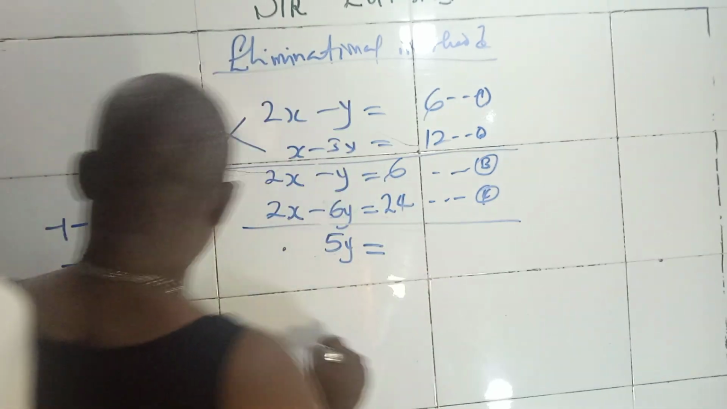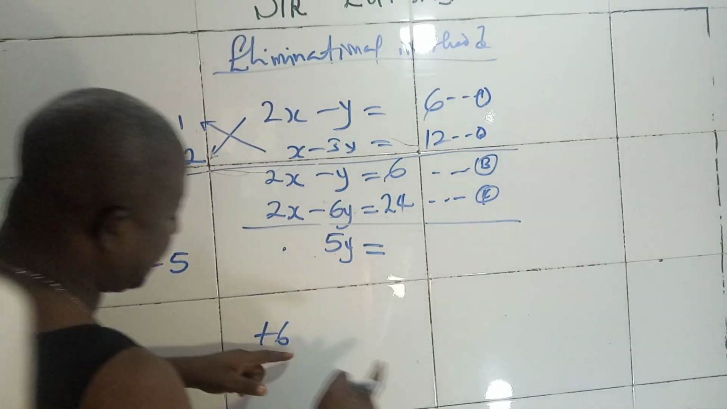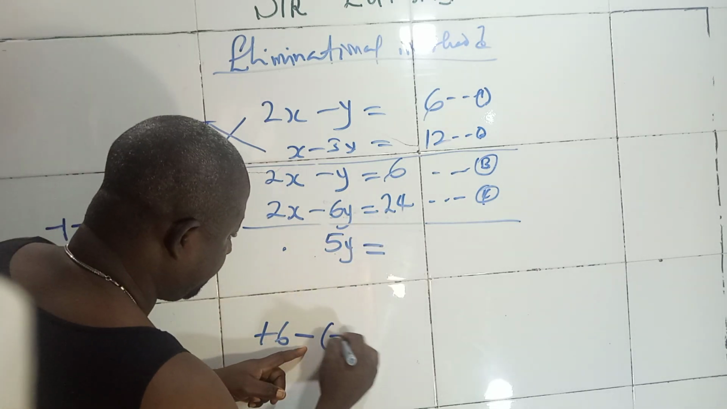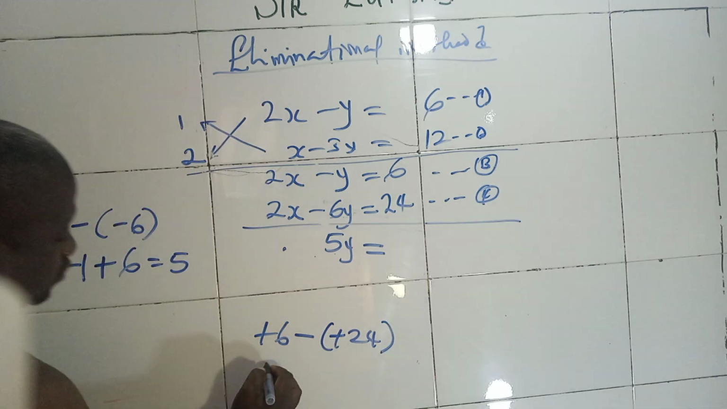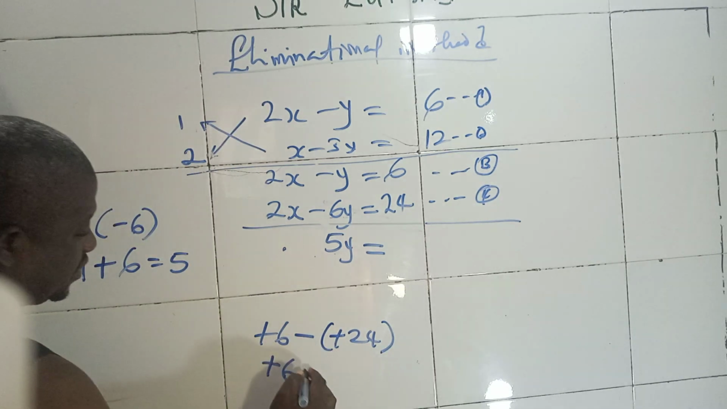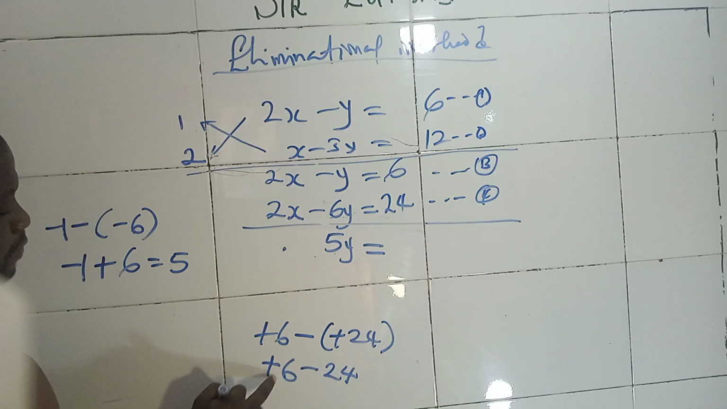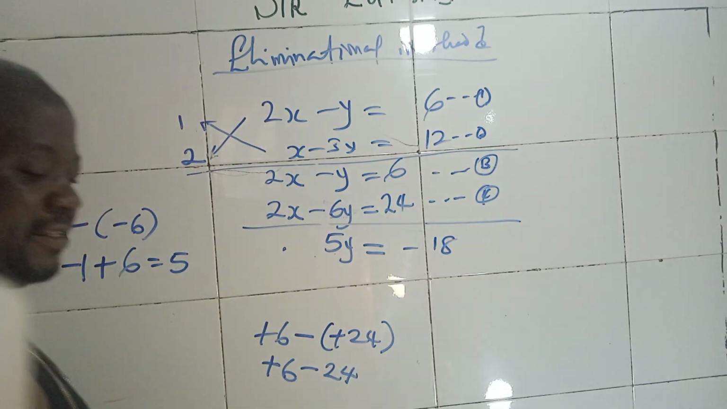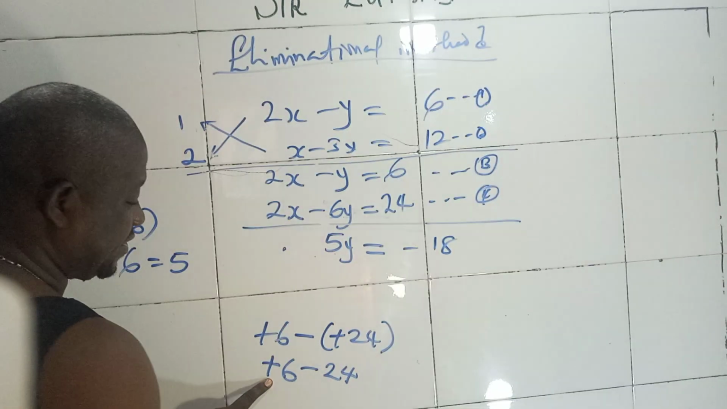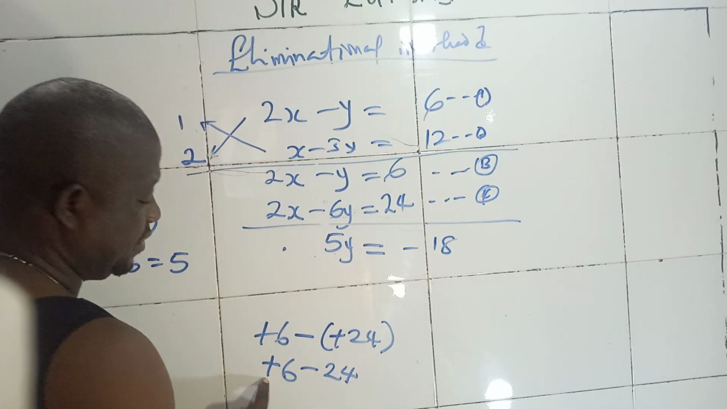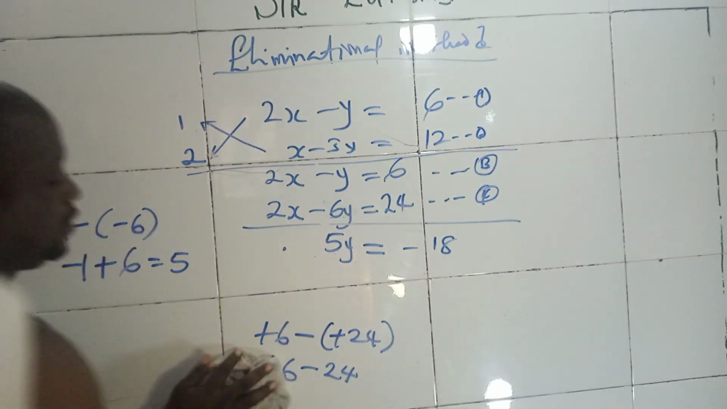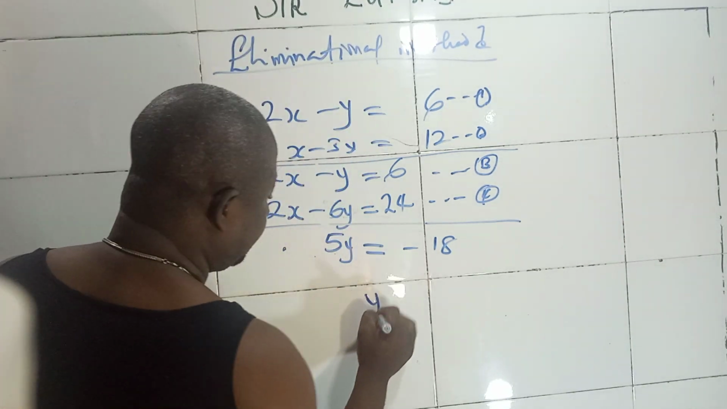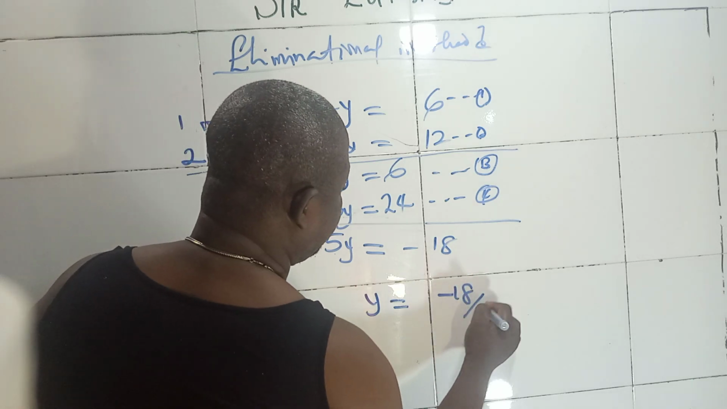So I have 5y is equal to 6 minus. This is plus 6. The sign of elimination I'm using is what? Minus. Plus 6 minus, what do you have here? Plus 24. So if we expand, we have plus 6, minus times plus is minus 24. So you have plus 6 minus 24. That is what? Minus 18. I have 6 naira. I'm owing 24 naira. So if I pay the 6 naira that I have, I'll be left with minus 18. So we have y equal to minus 18 all over 5.